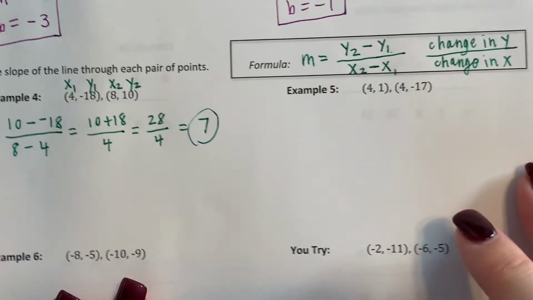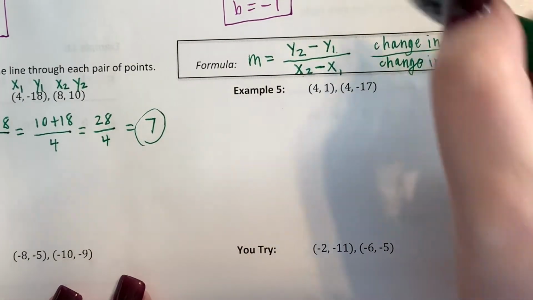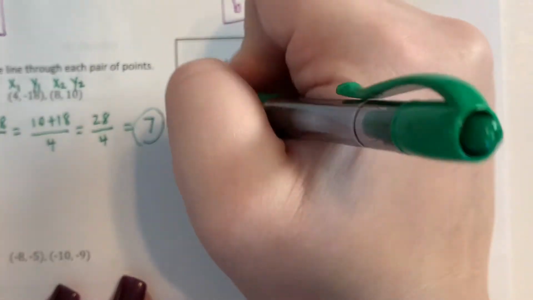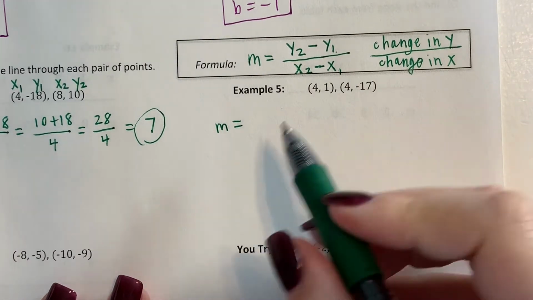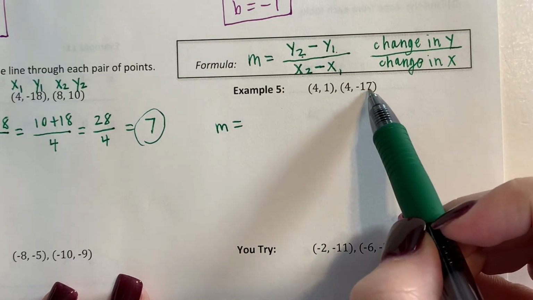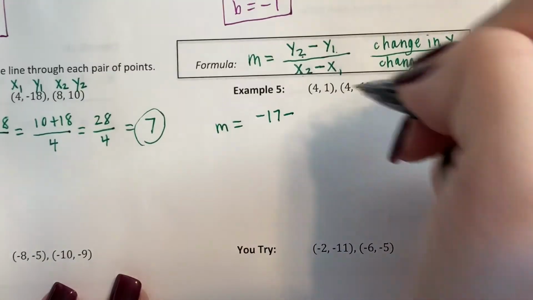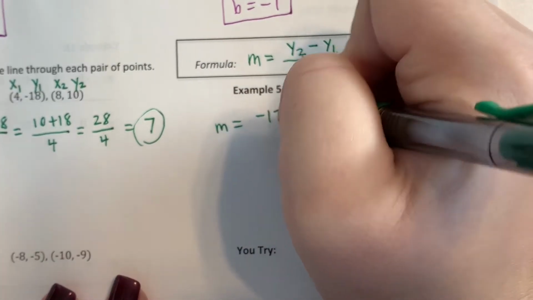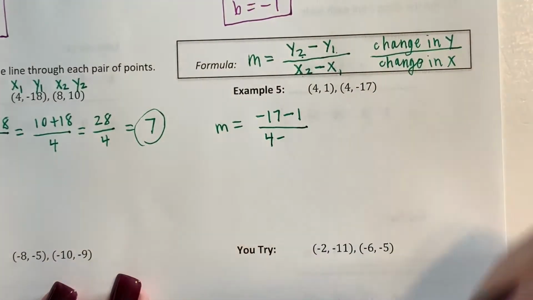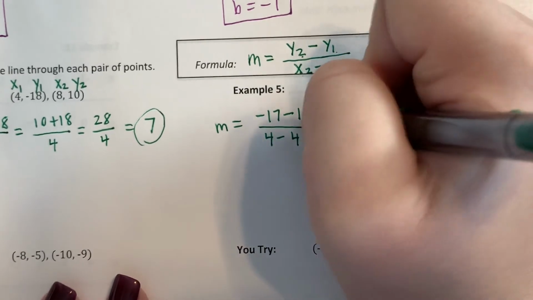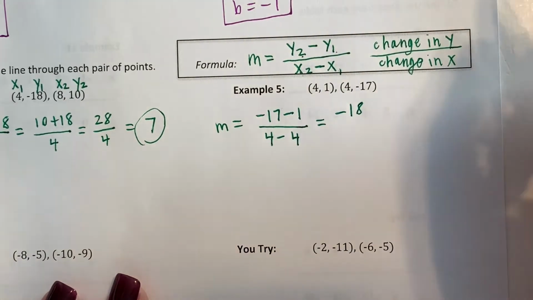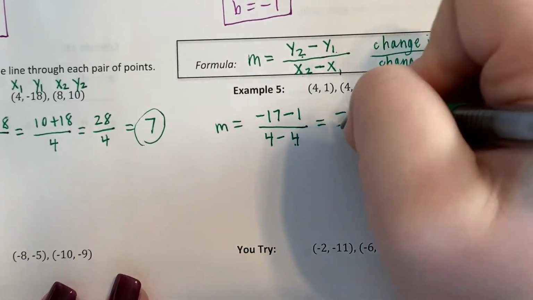In example 5, again, if you want to, you can label your ordered pairs, x1, y1, x2, y2, and then you're going to plug them into your formula. So my slope equals, I'm doing y2 minus y1. My y2 is negative 17 minus my y1 is 1 divided by my x2 is 4 minus my x1 is 4. Negative 17 minus 1 gives me negative 18. 4 minus 4 gives me 0.